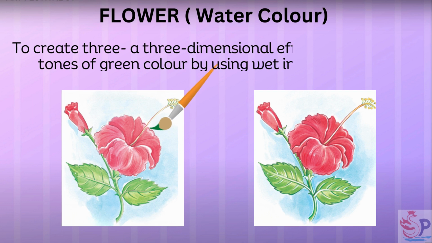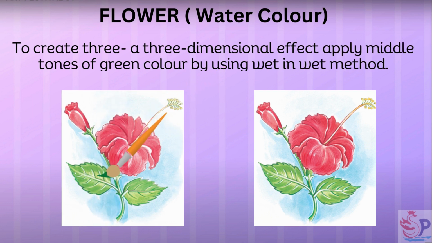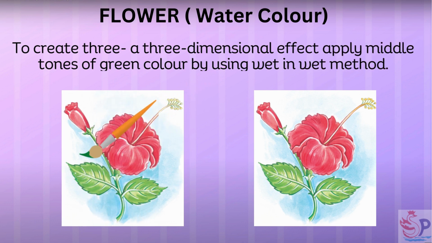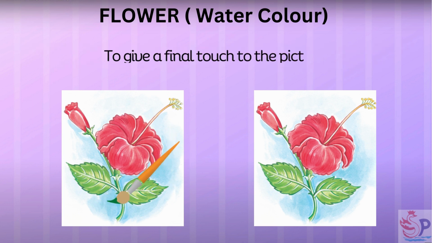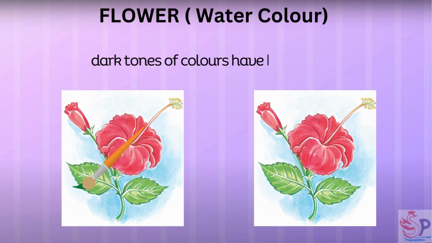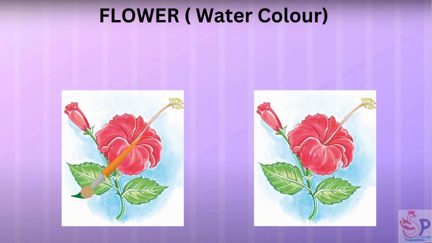To create a three-dimensional effect, apply middle tones of green color by using the wet in wet method. To give a final touch to the picture, dark tones of colors have been used.